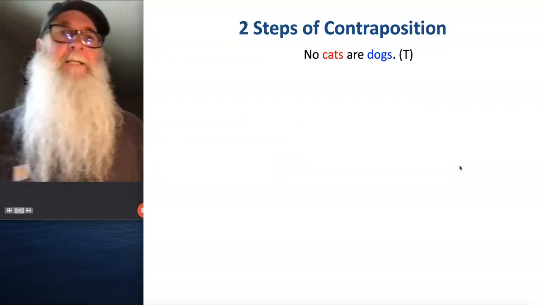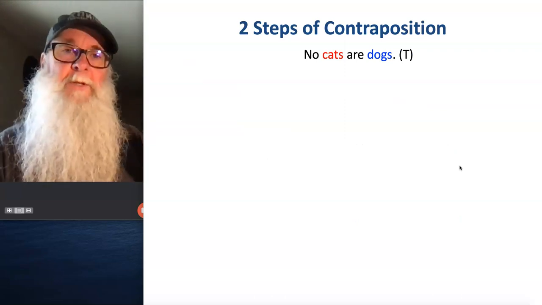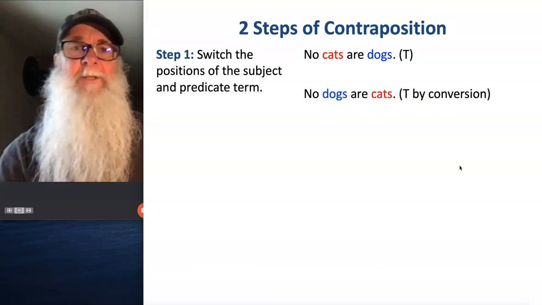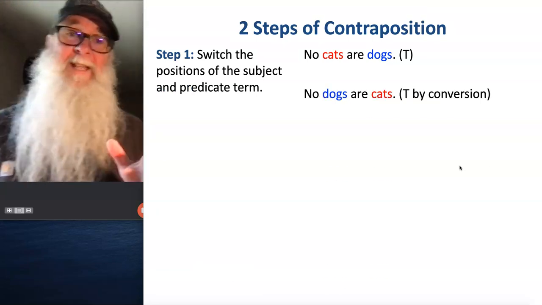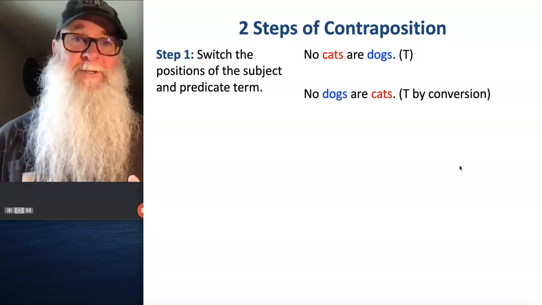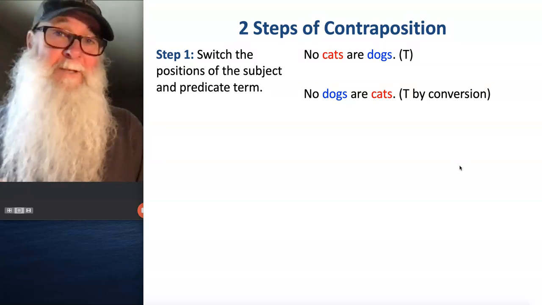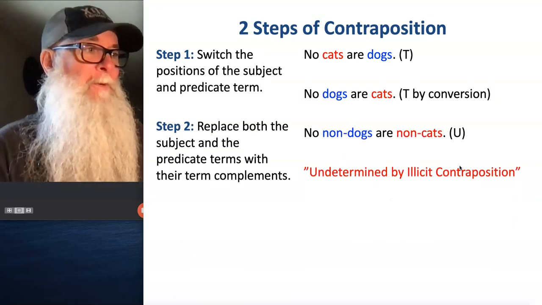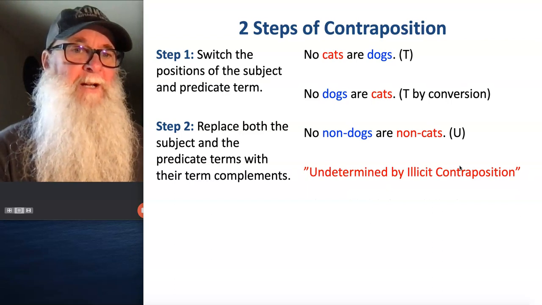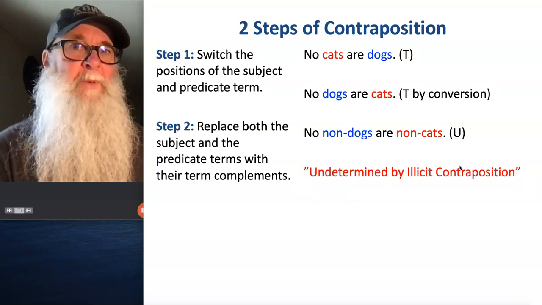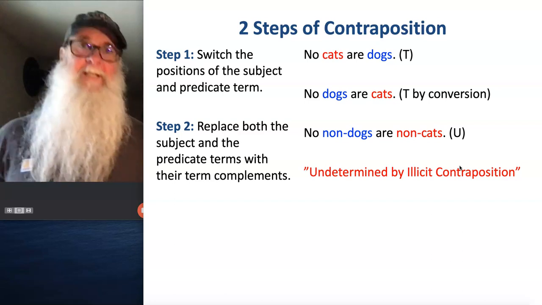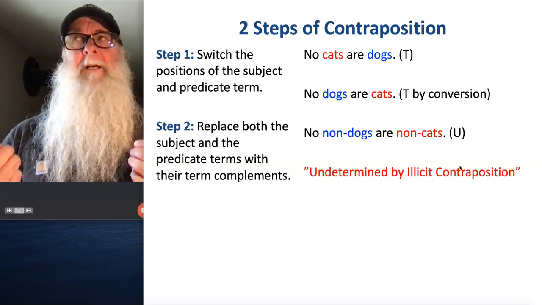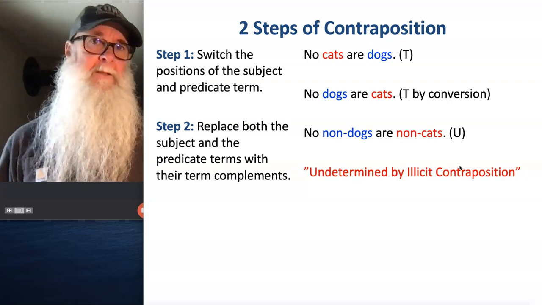Now let's say we take a statement like this: no cats are dogs, and we're told that's true, and we apply the first rule of contraposition, which means we switch the position of the subject and predicate terms. Now, interestingly, this statement would also be true, but by conversion. Okay, but now when we go to apply the second step of contraposition, watch what happens. We change both the subject and the predicate terms to their term complements, and we're not allowed to do that with E statements. Okay, so we can technically contrapose E statements, but when we do, the resulting statement is going to have an undetermined truth value.